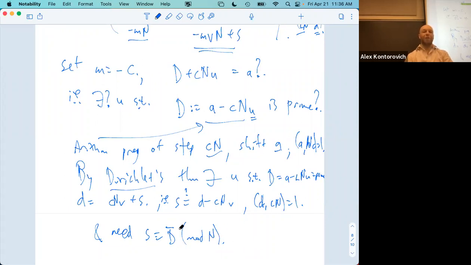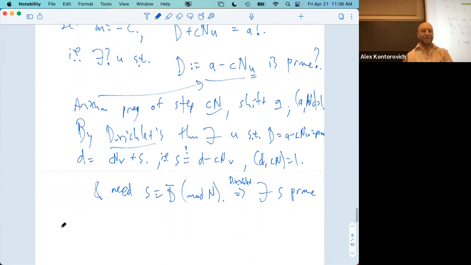And these two co-prime arithmetic progressions give you some arithmetic progression in which you're looking for S, which implies there exists an S prime, again, this is Dirichlet. And now we're done. So we found a D. We reconcile these two arithmetic progressions with, I don't know, product or whatever.